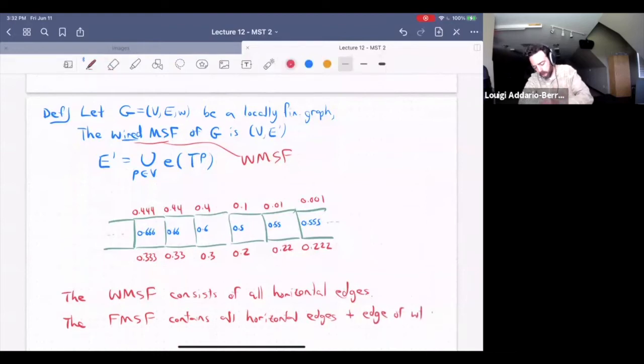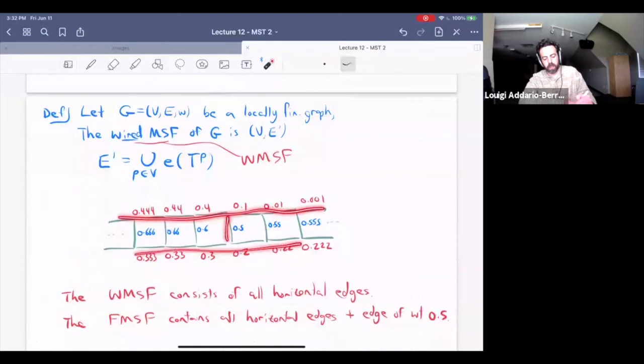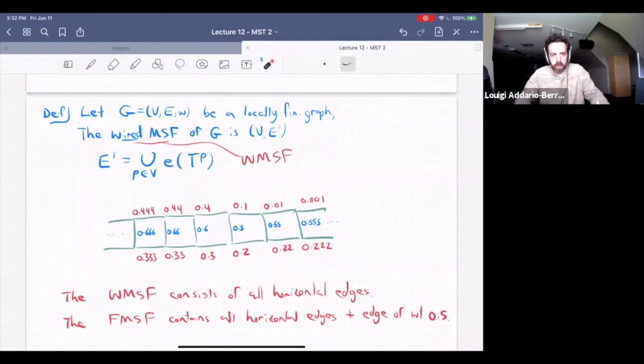Okay, so in particular, once you increase the edge weight above 0.5, we've already built at that point a spanning tree of the graph, right? It touches all the vertices, so we're not going to add any more edges. Any additional edge that was added would create a cycle. Okay.